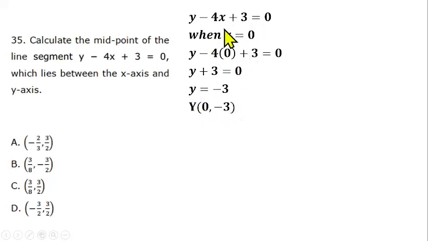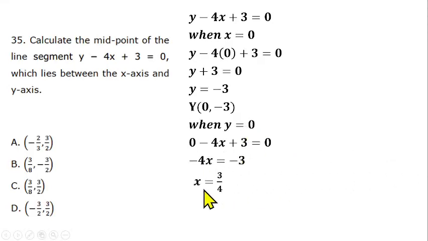Then when our y is equal to 0 as well, then what do we have? You put that here, you have 0 minus 4x plus 3 equals to 0. So we have minus 4x equals to, this one come here, minus 3. Divide both sides by minus 4, x equals to 3 over 4. So the coordinate of that will be 3 over 4 comma 0.